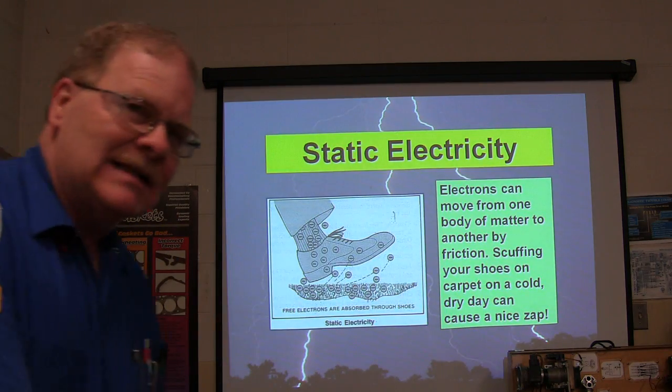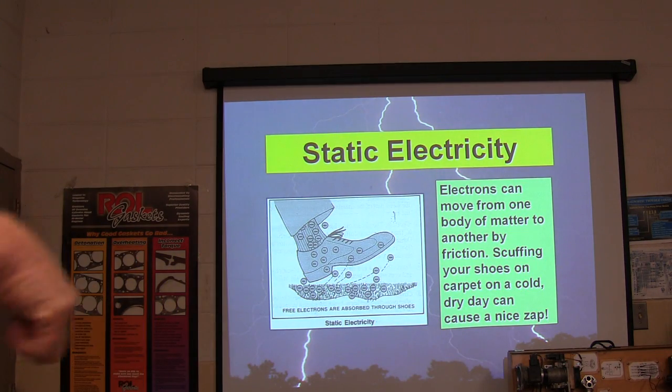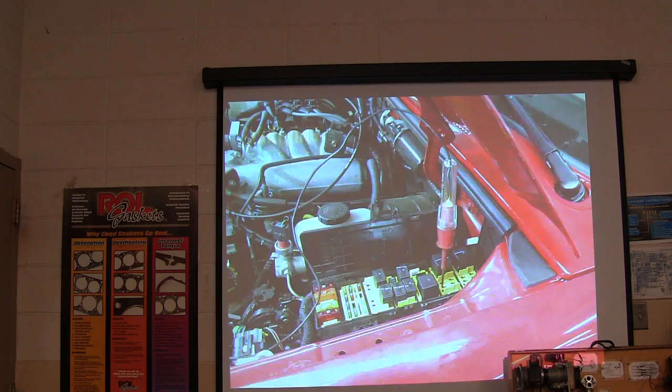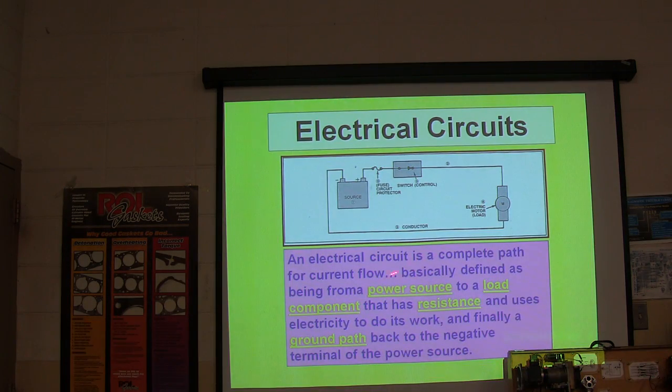But you set that gas can on the ground when you're putting the gas in it. Don't leave it sitting on your tailgate. That's a bad plan because of static electricity. All right, lightning is another form of static electricity from the atmosphere to the earth. Now then, let's move on to this. So electrical current is a complete path for current flow. Complete path is going all the way around, right?